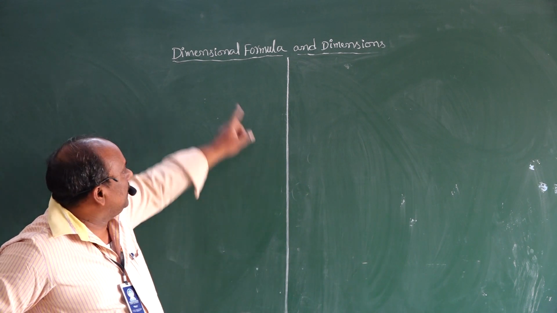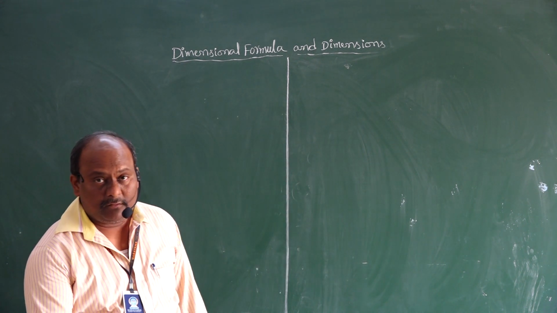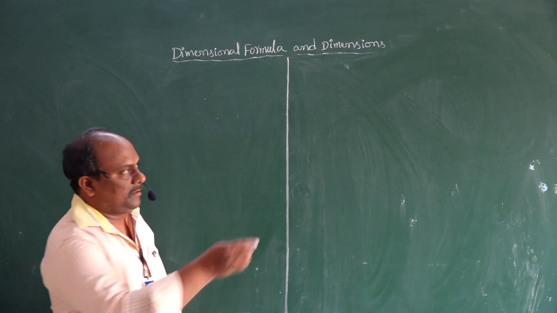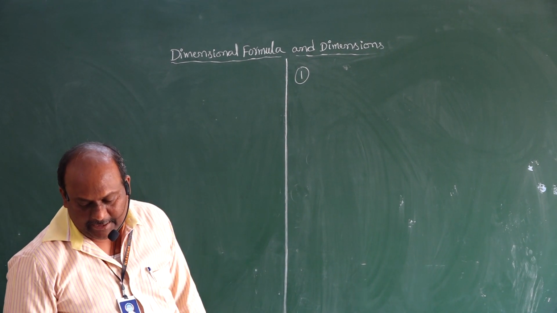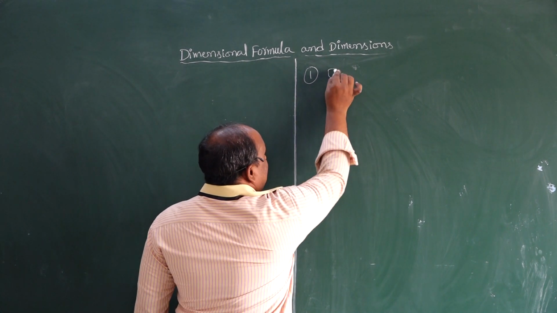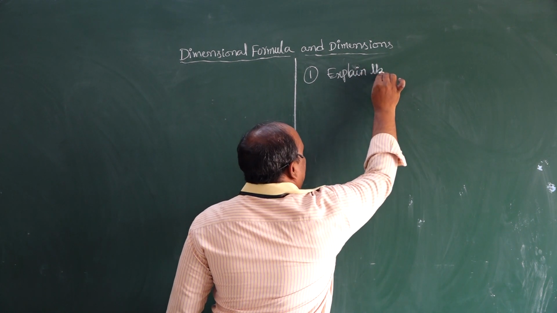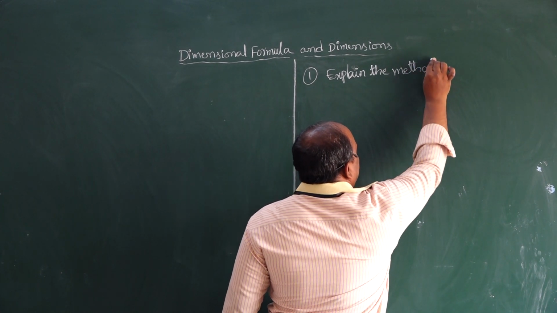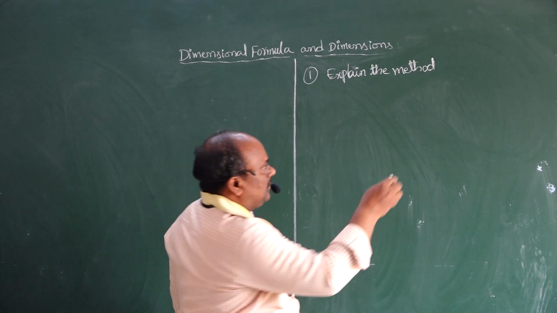Units and dimensions of 7th class, in the subtopic dimension formula and dimensions. Now in that we are going to discuss 4 assignment questions. First question: explain the method for finding dimensional formula.